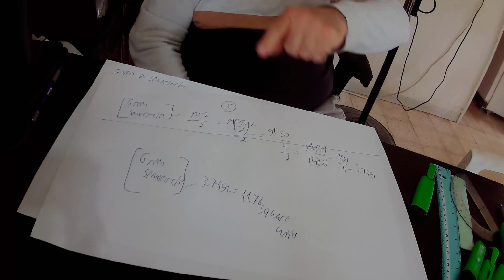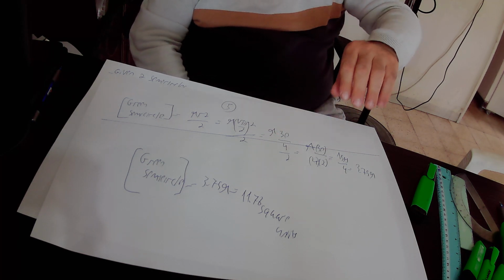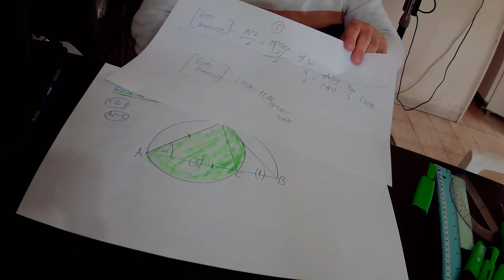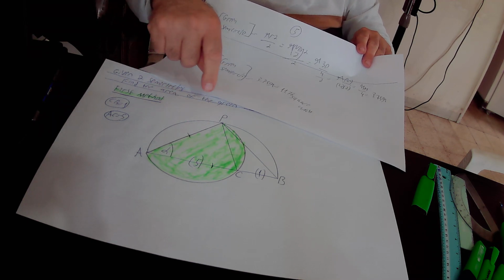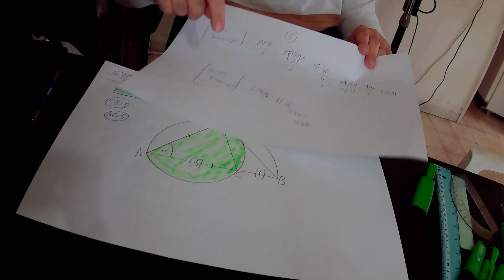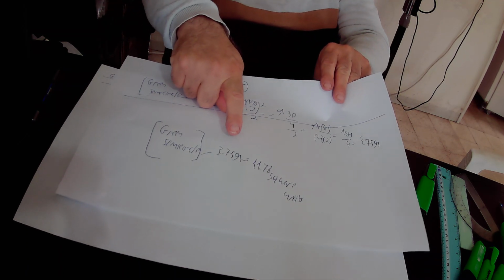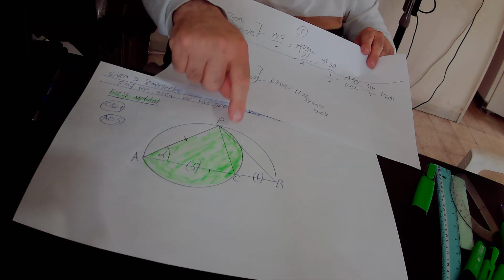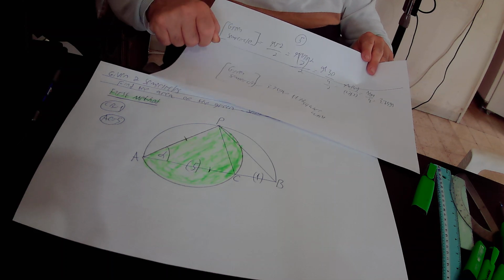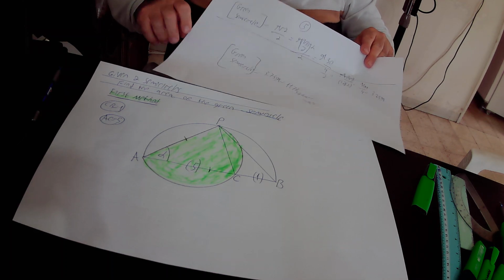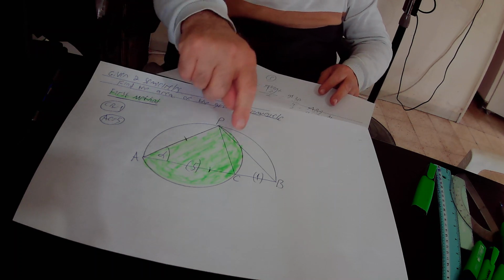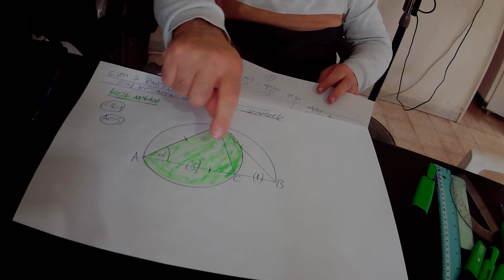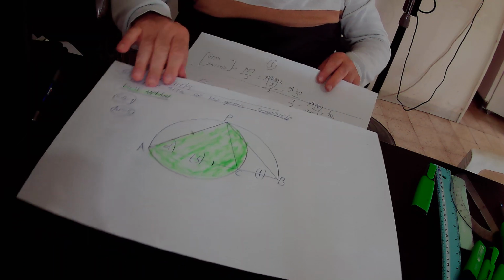3.75 pi is 11.78. So in conclusion, according to the first method, the area of this green semicircle equals 3.75 pi square units, so in terms of numbers, the area of this green semicircle equals 11.78 square units. We finish with the first method. In the next step, I will show you how to find the area of this green semicircle according to the second method.